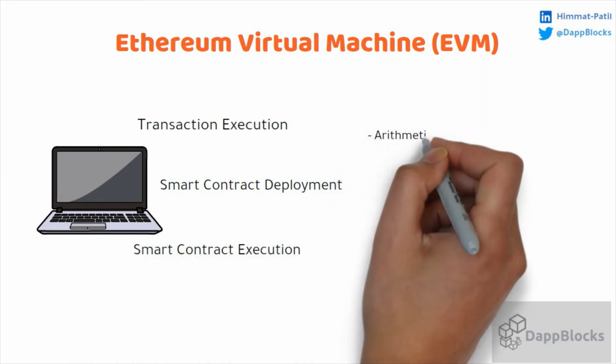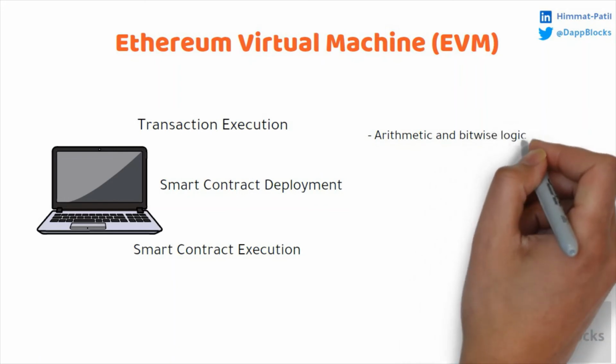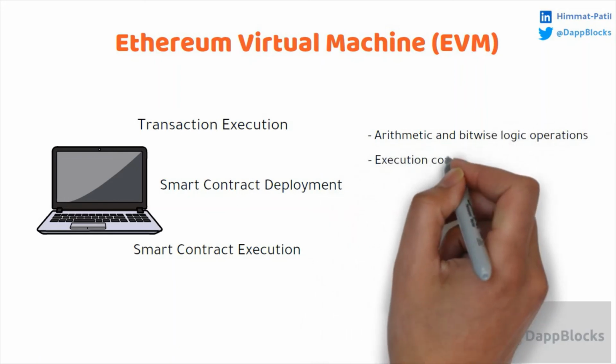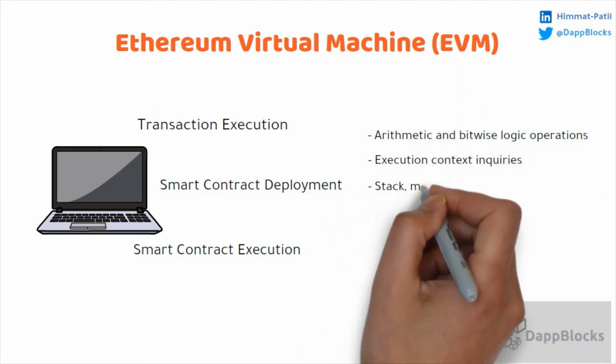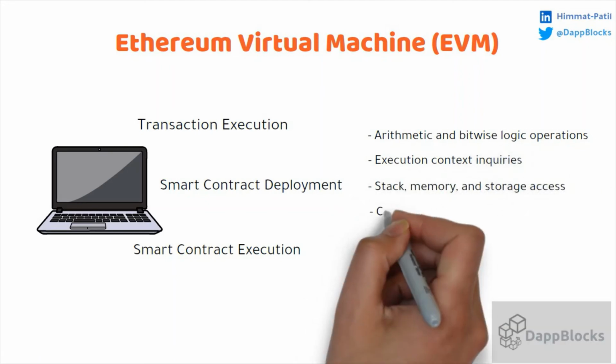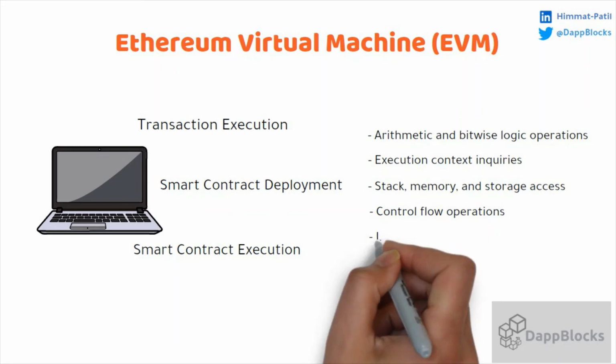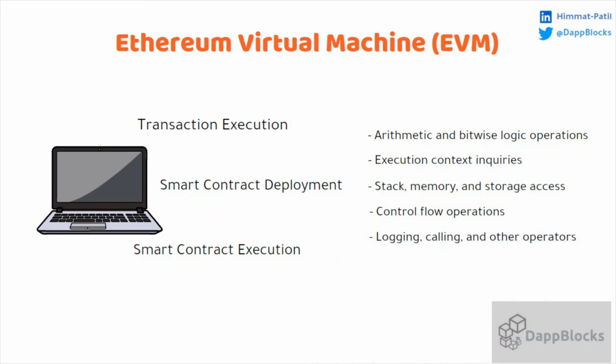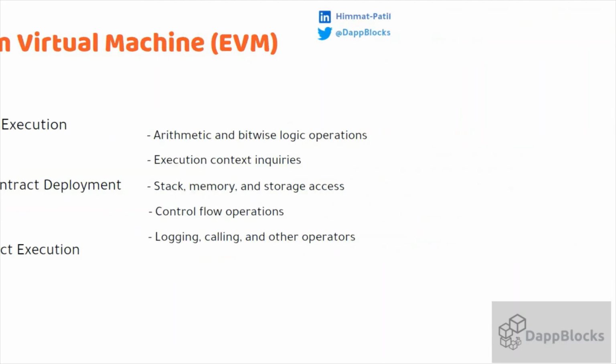Ethereum instruction sets. Ethereum instructions include arithmetic and bitwise logic operations, execution context inquiries, stack, memory and storage access, control flow operations, logging, calling and other operations. The job of the EVM is to update the Ethereum state by computing a valid state transition, as a result of smart contract code execution as defined by the Ethereum protocol.